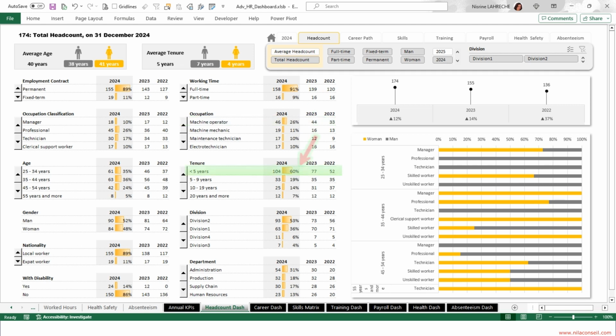More than half of employees have worked for the company for less than 5 years. Division 2 employs more than 50% of the workforce. A third of the employees work in the administration department. The headcount increased by 12% in 2024. All managers aged between 35 and 44 are women. More than 80% of professional employees, aged between 45 and 54, are men.